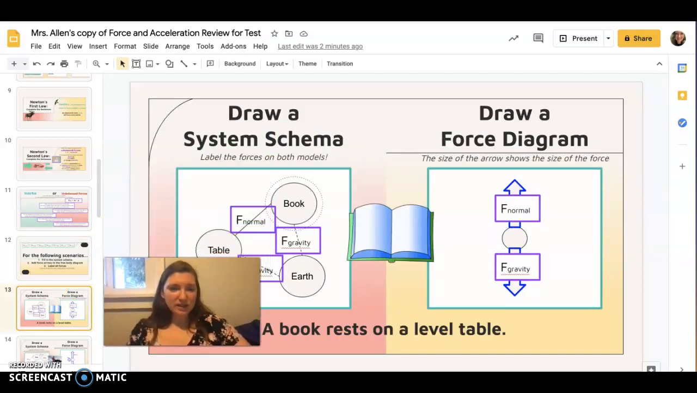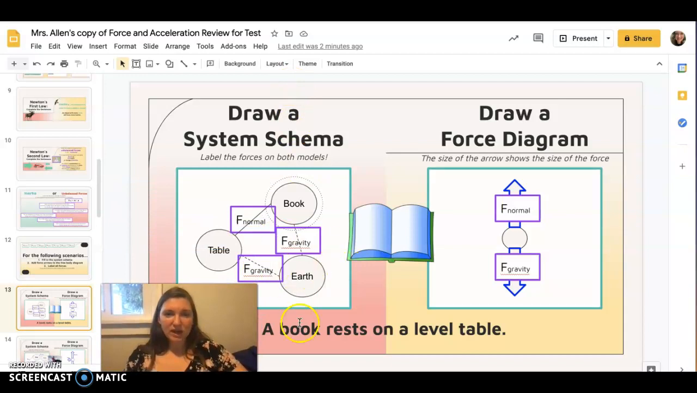Okay, so this one is pretty easy. We've done this a few times now. A book rests on a level table. So the system schema, remember we have our dotted line surrounding the object of focus. So that's the book in this case.